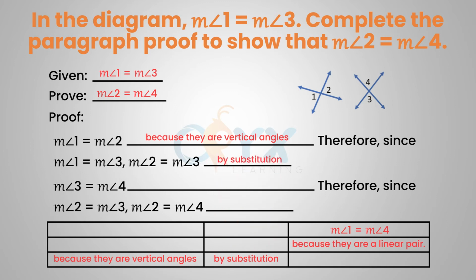The measure of angle 3 equals the measure of angle 4 because they are vertical angles. Therefore, since the measure of angle 2 equals the measure of angle 3, the measure of angle 2 equals the measure of angle 4, again by substitution.